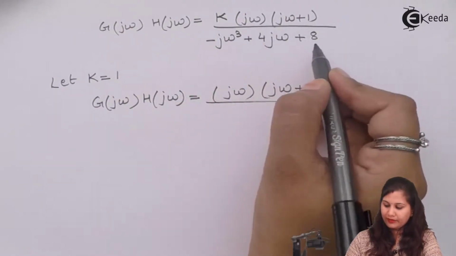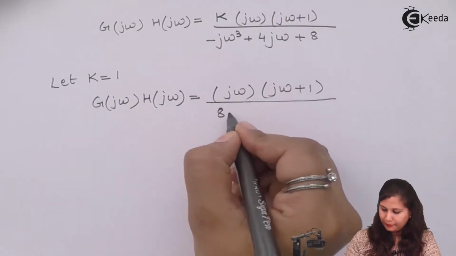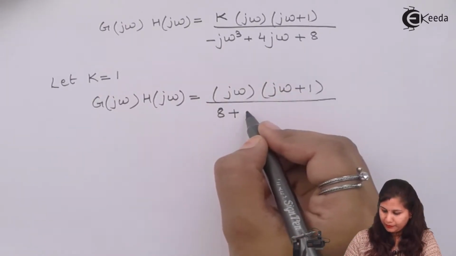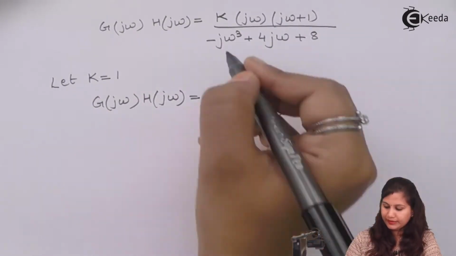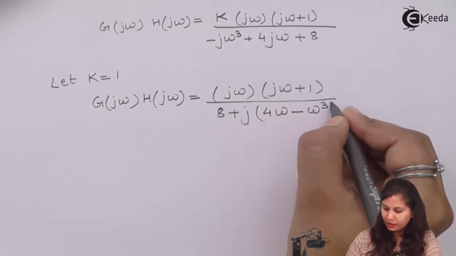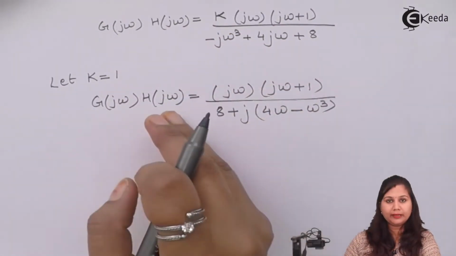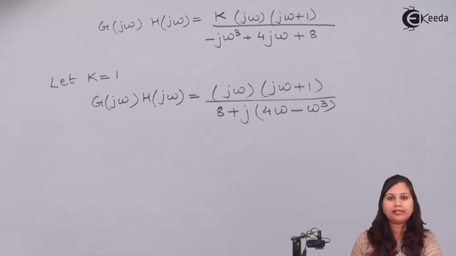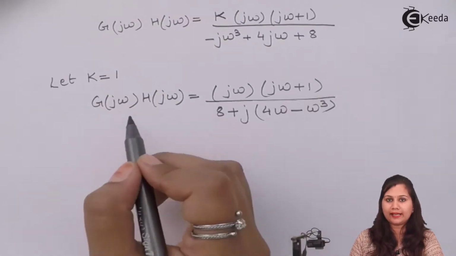now, in place of this, we can write first the real part and then the imaginary part. So the real part is 8, plus, from these two terms we can take out j as common, so plus j, then the remaining terms will be 4 omega and minus omega cubed. So what we have done is represent this term in the form of the real part plus the imaginary part, so that when we take the magnitude and the phase angle, it will be easy for us. Now, the next step is to find the magnitude and the phase angle of this G(j omega)H(j omega).